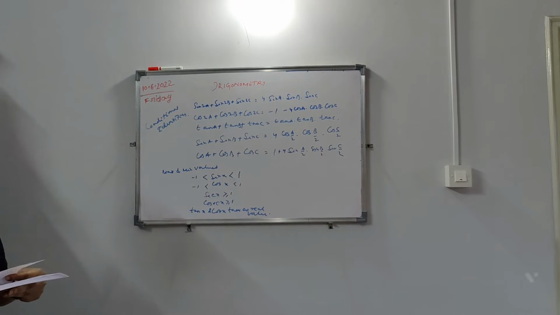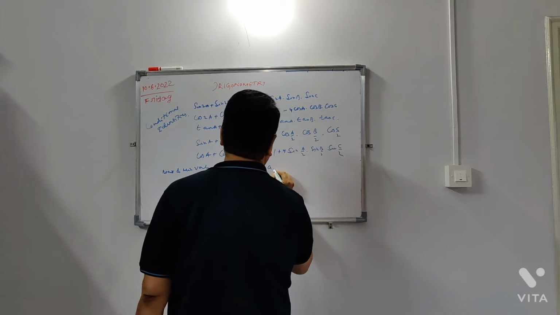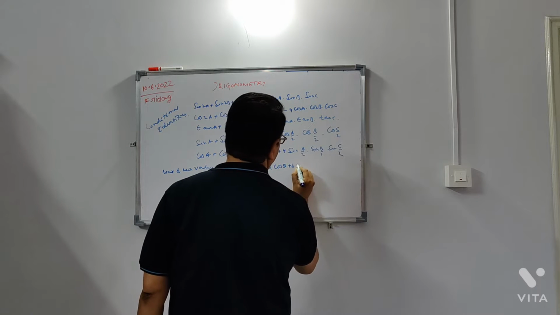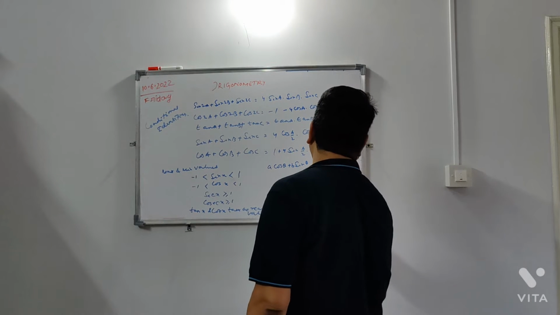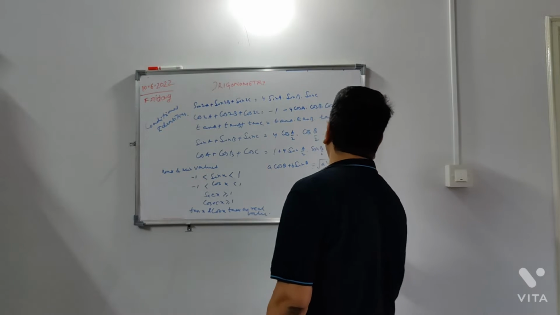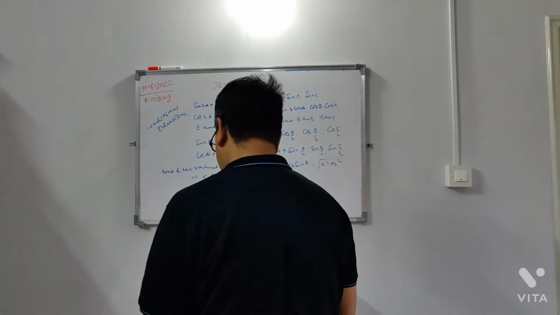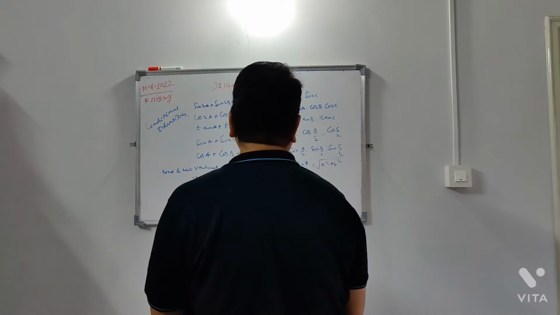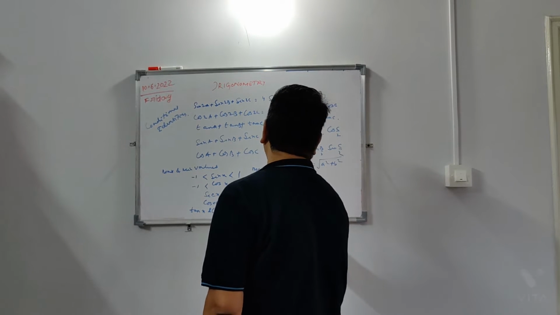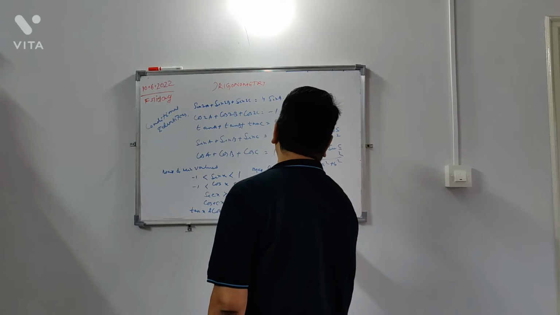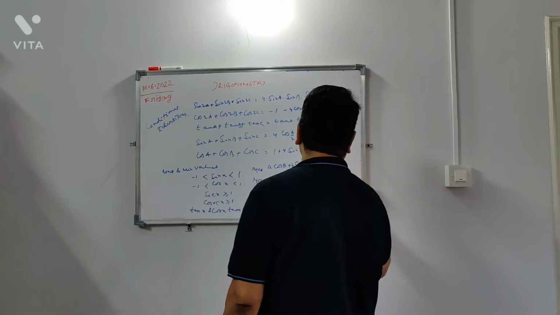Then the maximum value of a cos theta plus b sin theta. So a cos theta plus b sin theta, what will be its maximum value? The answer is the square root of a square plus b square. This is the maximum value of a cos theta plus b sin theta. Okay. Similarly, the minimum value is minus the square root of a square plus b square. Okay.